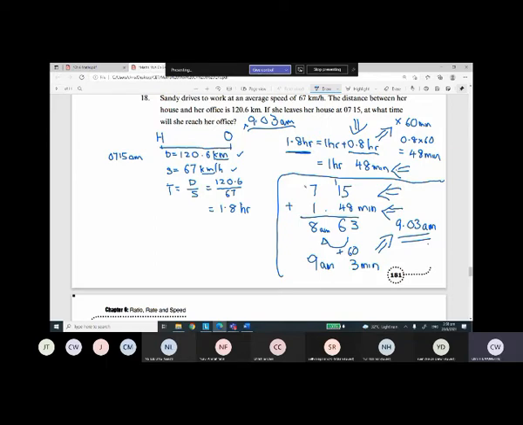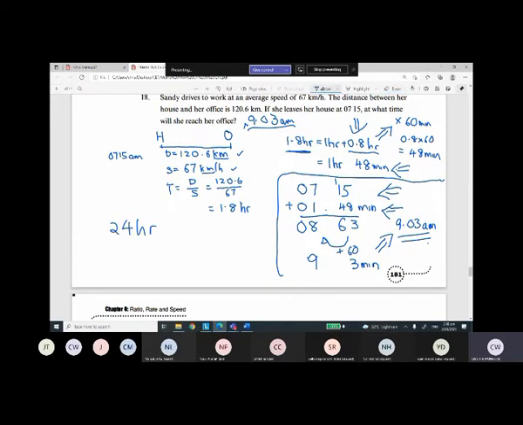So this is 0715 plus 0148. If you are looking at the 24-hour system, the 1 hour 48 is 0148, okay? So if I make it a 24-hour system, I don't use the AM. I take away all the AM. 7 plus 1 is 8, carry over becomes 09. So the answer is 09.